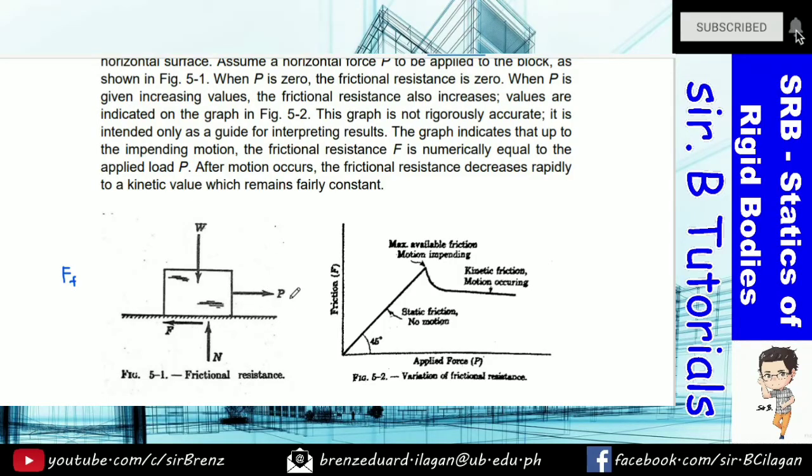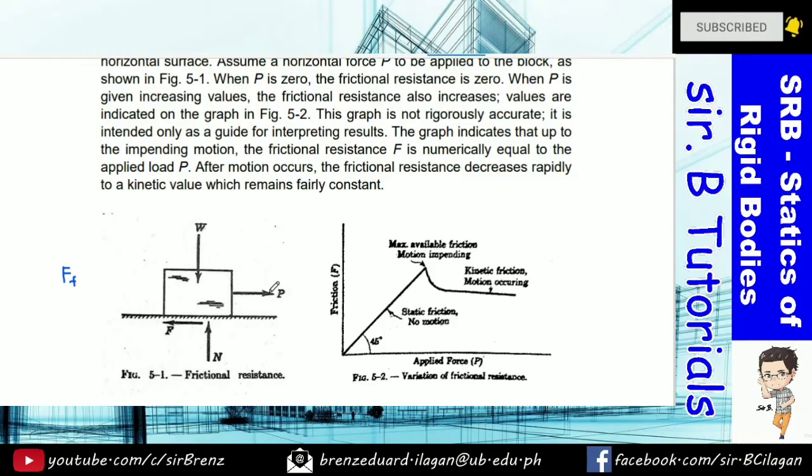So meron ka ditong horizontal force P. Sabi dyan, when the value of P is 0, therefore, the value of the frictional resistance is equal to 0. And when P is given increasing values, then the frictional resistance also increases.